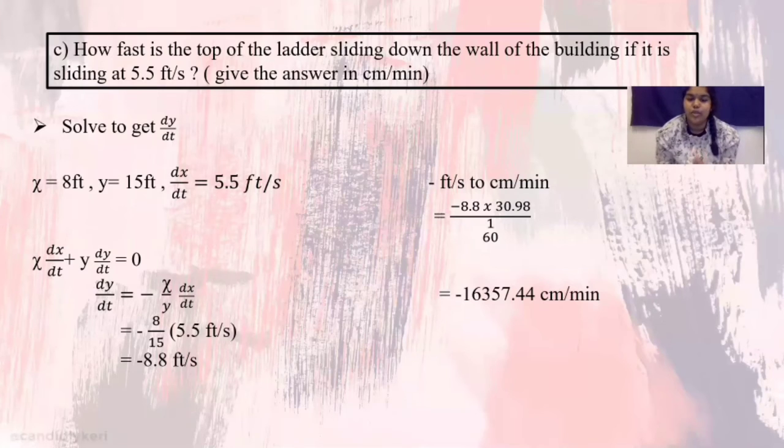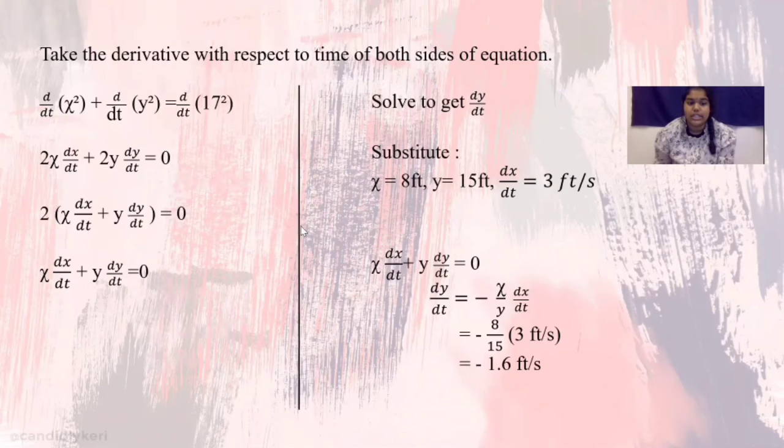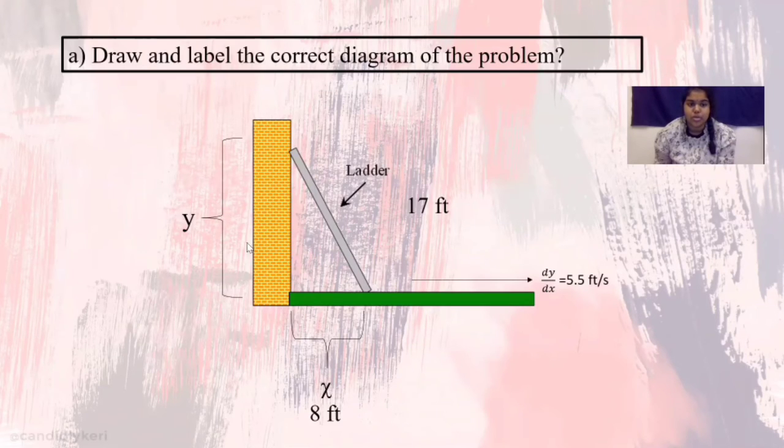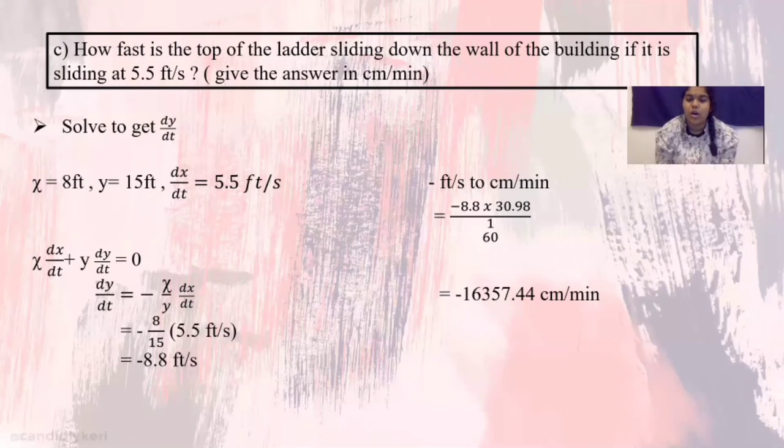To complete the calculation, we need to know the value of y at the instant when x equals 8. We can find the value by using the Pythagorean theorem. So, when we use the Pythagorean theorem, we will get y equals 15 feet, which was already done in the previous question 2, this part. Just substitute all of the known values into the equation. And once you substitute all the values, you will get negative 8.8 feet per second.